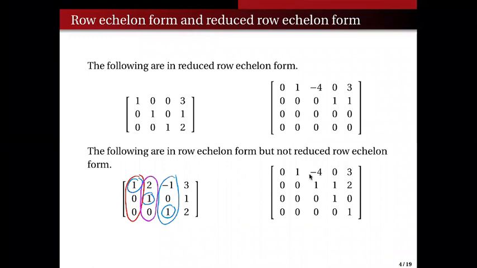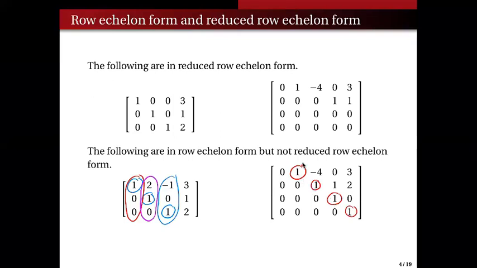For this example, where are the leading ones? This is a leading one. It's a non-zero row, and the first non-zero entry is a 1. In the second row, the first non-zero entry is a 1, it's here. In the third row, we have here the first non-zero entry. In the fourth row, this is the first non-zero entry. So these are all the leading ones.